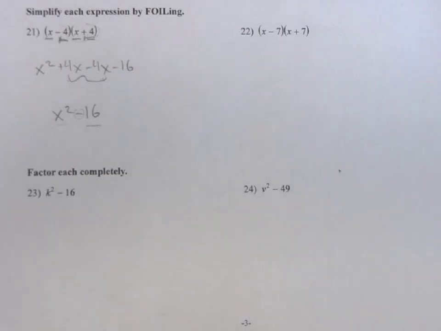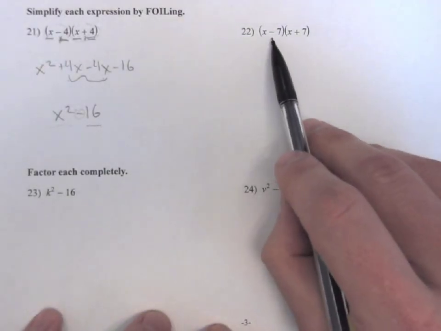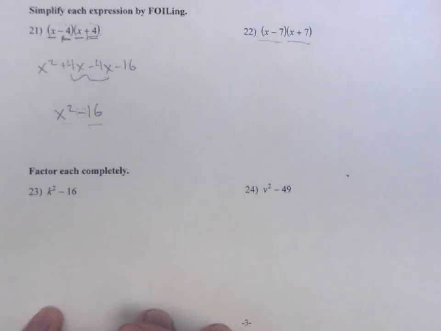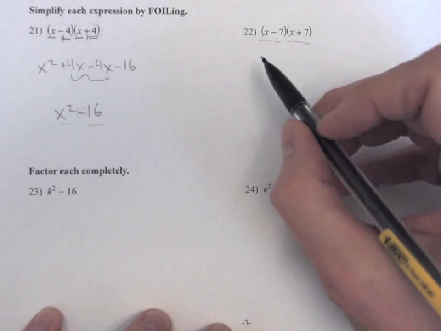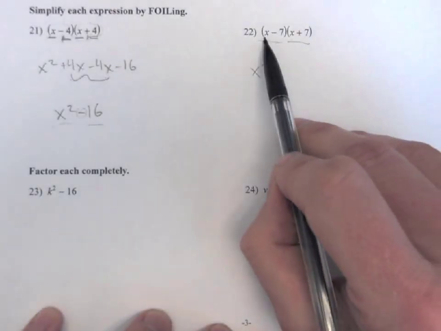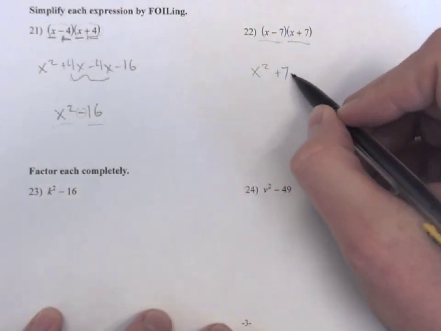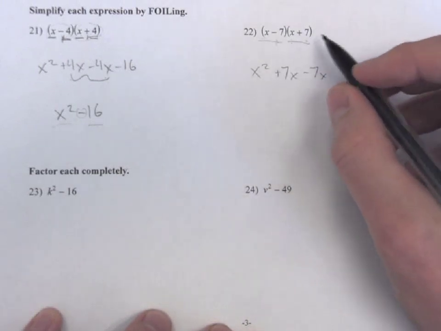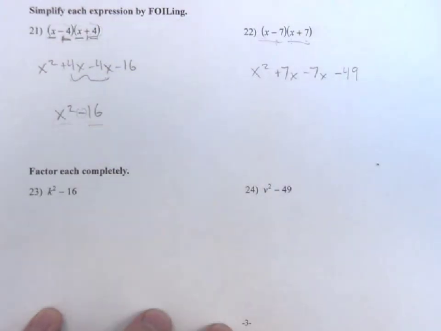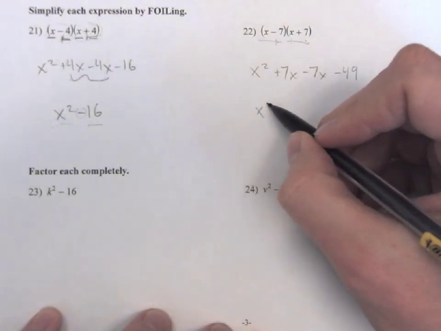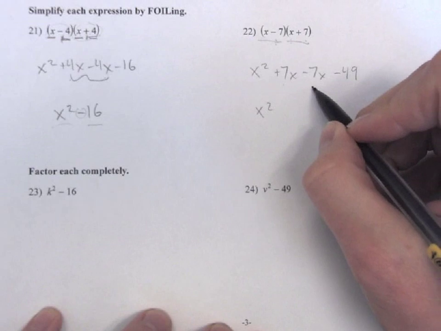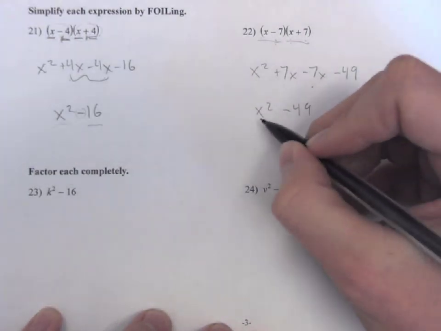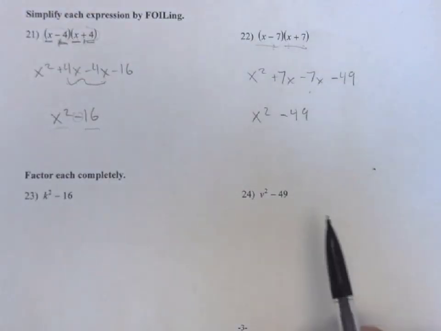Let's look at the next piece, number 22. Same kind of situation. These are conjugate pairs as well, so we should expect something very similar to happen here. X times x is x squared, just foiling here. X times 7 is 7x. Negative 7 times x is negative 7x, and then negative 7 times positive 7 is negative 49. So x squared, the 7x and the negative 7x cancel. They give us 0x, which is 0, and then we have the minus 49. Notice this is another difference of squares.